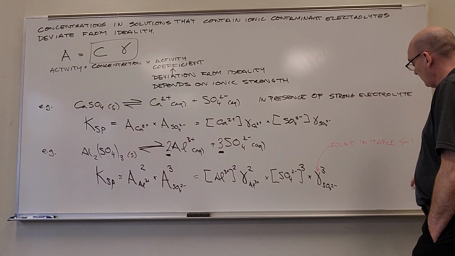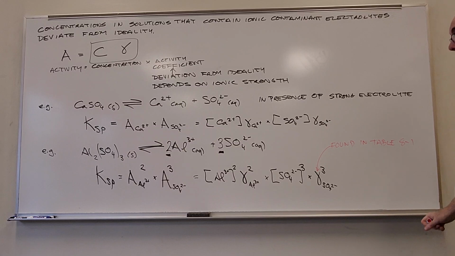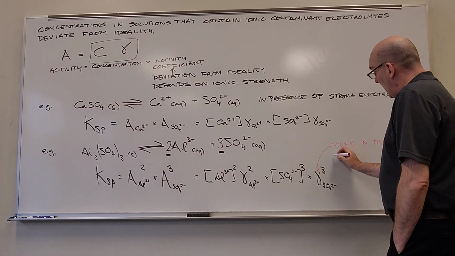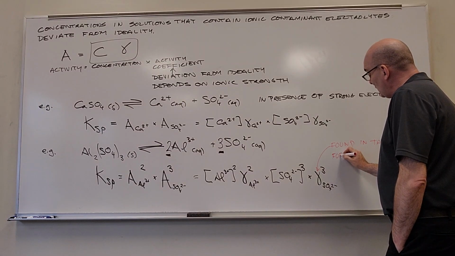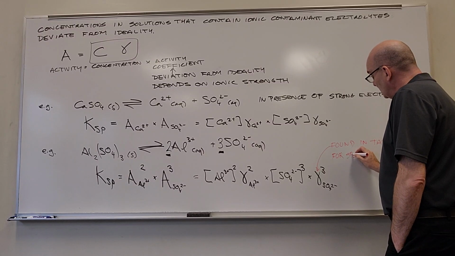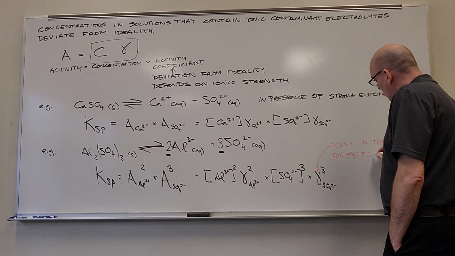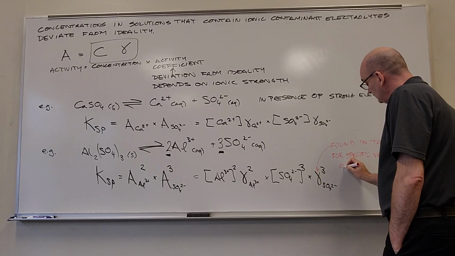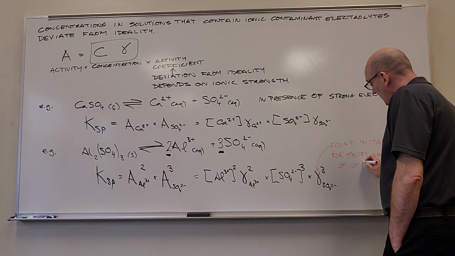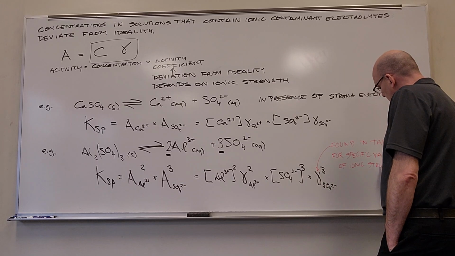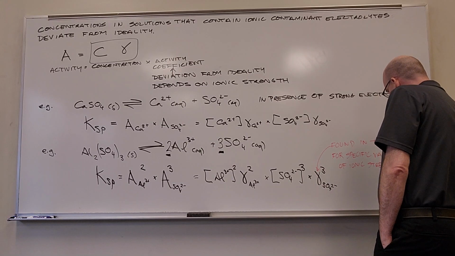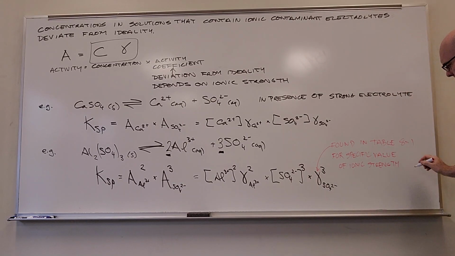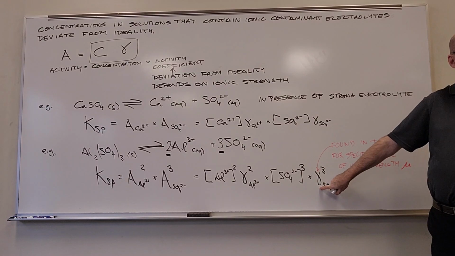Our particular one for our book is in table 8.1, and it is for a specific value of ionic strength. And what symbol did we give to ionic strength? Mu. And what is this called? Gamma. That's a gamma.